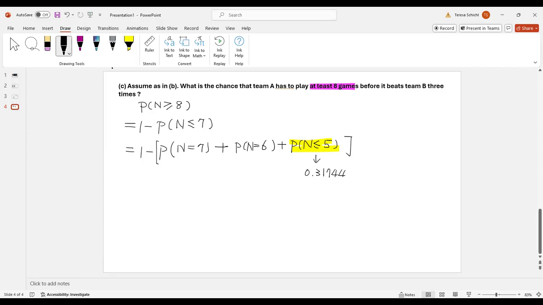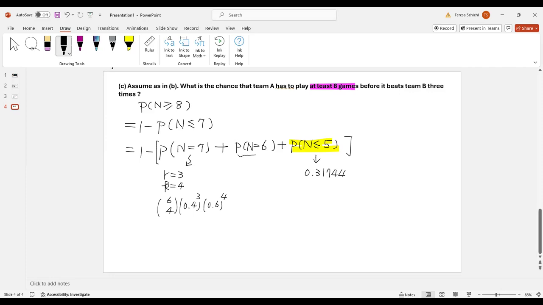Okay, so let's think about N equal to 7 one more time. That means I'm going to get the third win, so my R is 3. My K, I'm going to have 4 fails till I get the third win. So this one is R plus K minus 1, so it's 6 choose 4. Then this is 0.4 to the third power, then 0.6 to the fourth power.